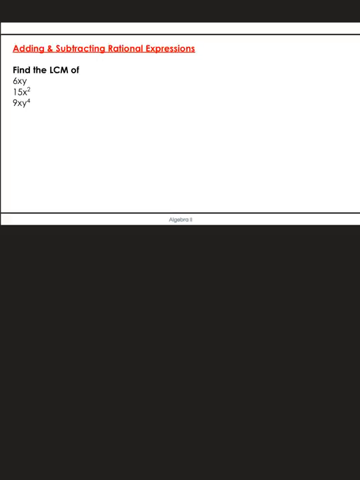Okay, so our first example says find the LCM, or least common multiple, of 6xy, 15x squared, and 9xy to the fourth. In order to do that, the first thing we need to do is factor out each term. So we have 6xy, which factors to 2 times 3 times x times y. Basically we're finding all the prime factors and then factoring out the variables.